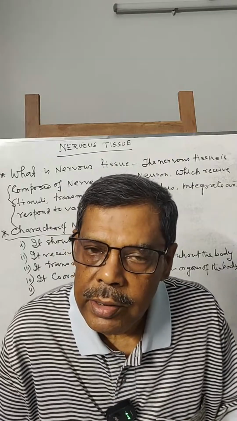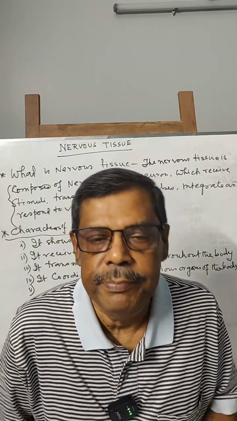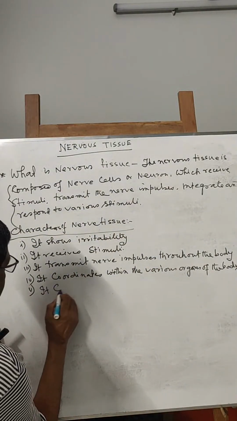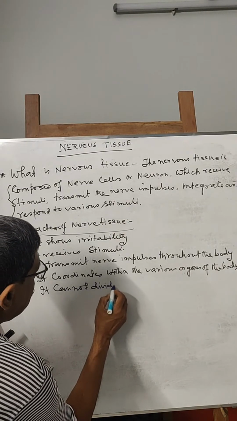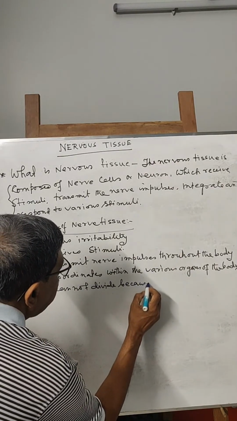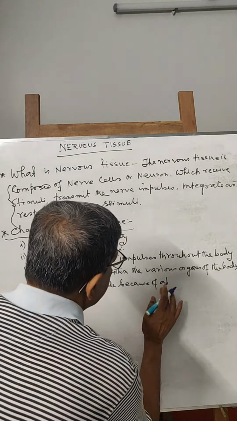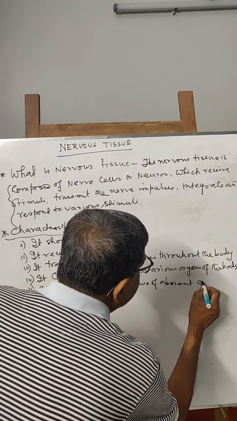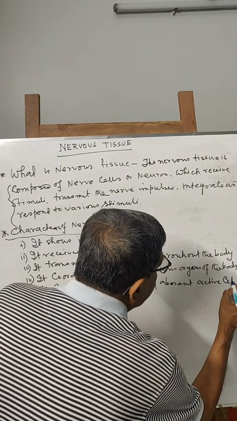Number 5, it cannot divide because of the absence of an active centrosome.